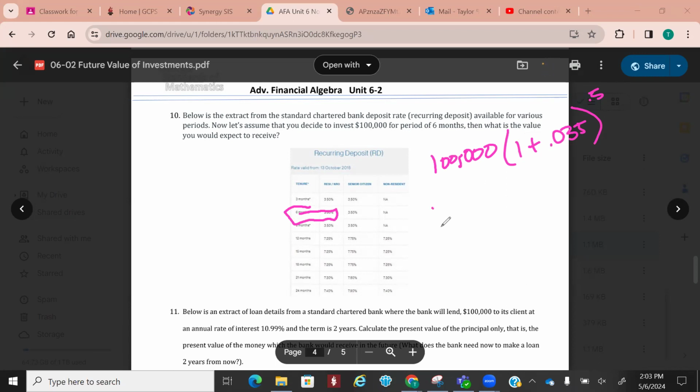And when we do that, we're going to get 101,734.95. So that's $1,734 in return, extra from our money. Okay, go ahead and take a look at number 11 and try that one. So if you can pause.